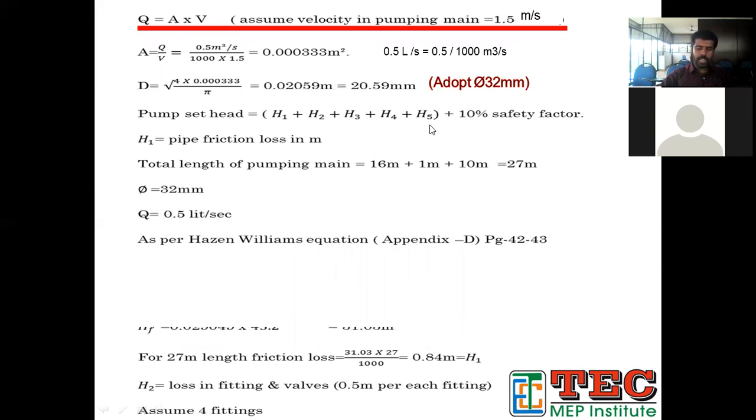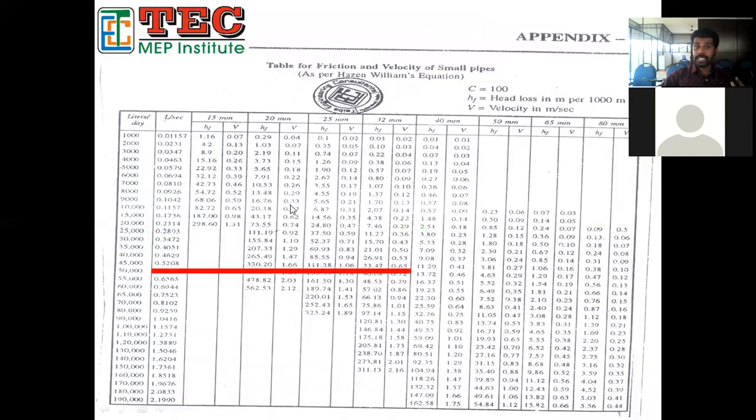H3 you can take as frictional loss. Frictional loss you can find from the Hazen-Williams equation. So friction loss we have already found out in yesterday's head calculation. This is the liters per day, and this is the pipe size. From there we can easily find out the friction loss as well as the velocity.